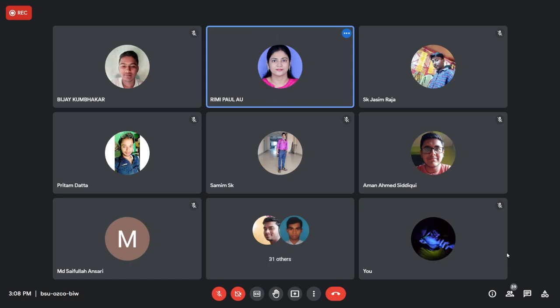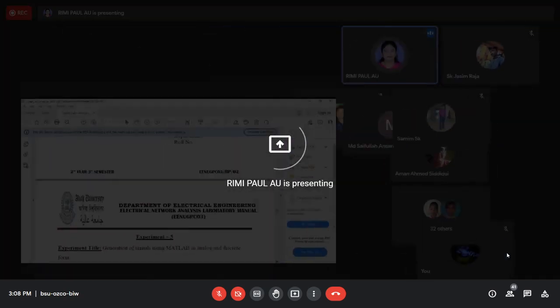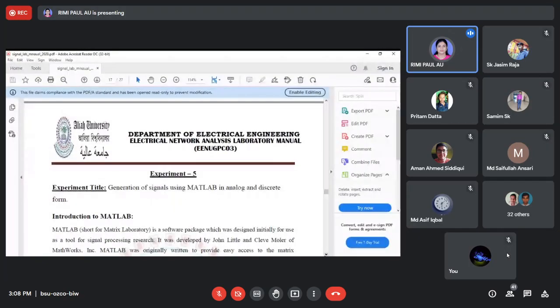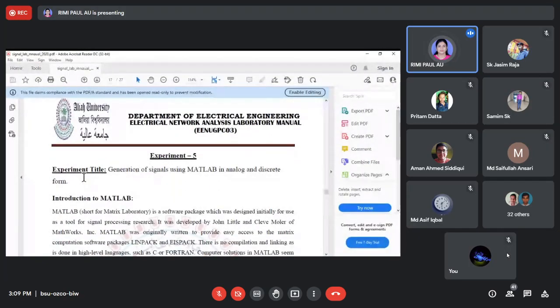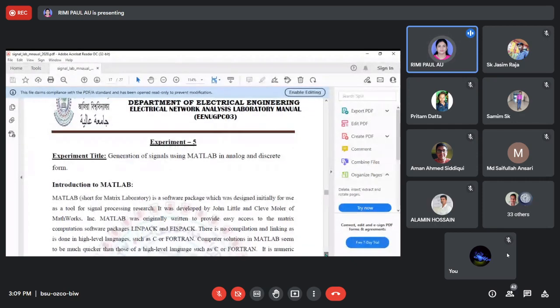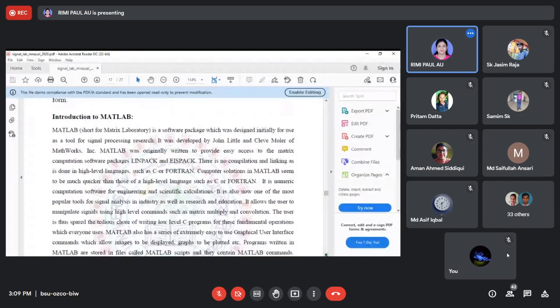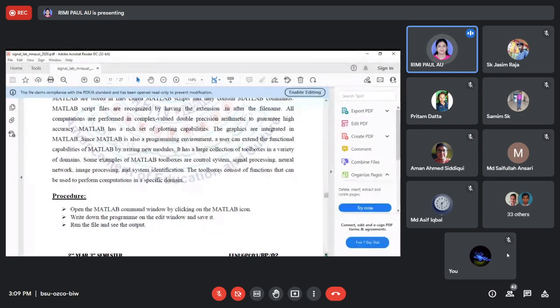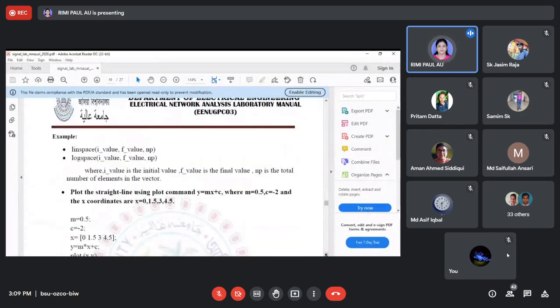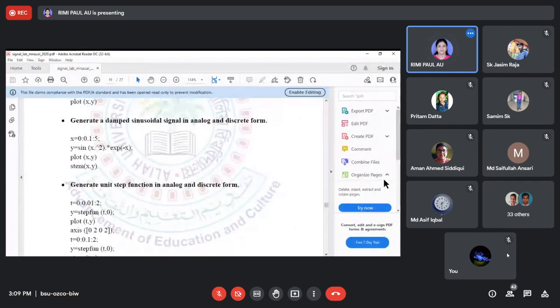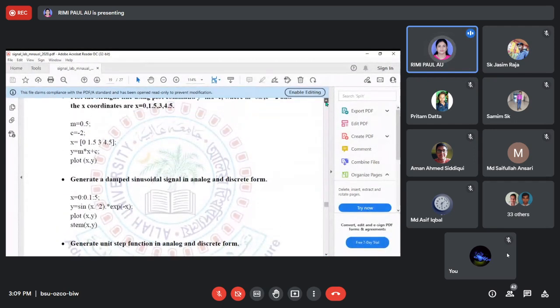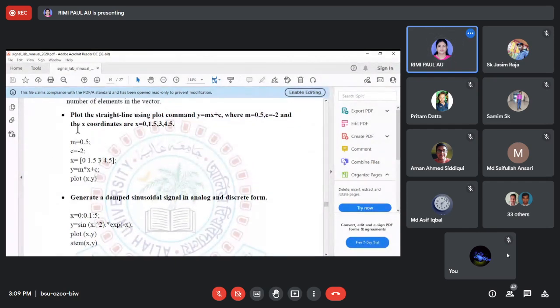So in your lab manuals you will take a channel file and on an A4 sheet you have to write your experiment number and experiment title. For this simulation lab you have to write the experiment title. You don't have to write the procedure directly. Do not write the example, just write the problem and this program you will solve in MATLAB, and next you will write the output. Whatever output you get, here you will get a plot, so you have to attach the figure.